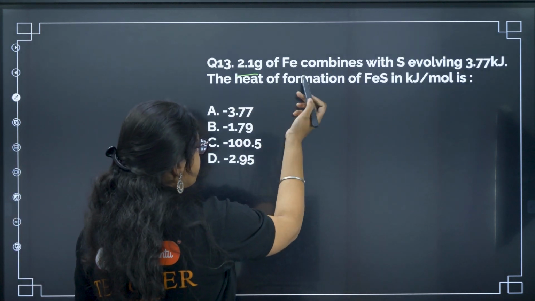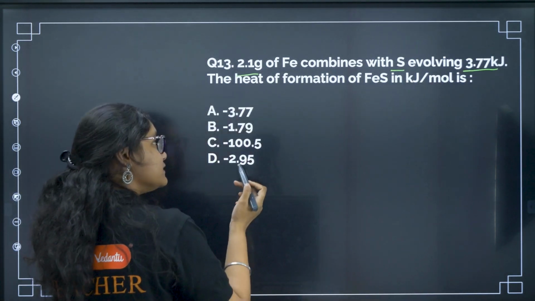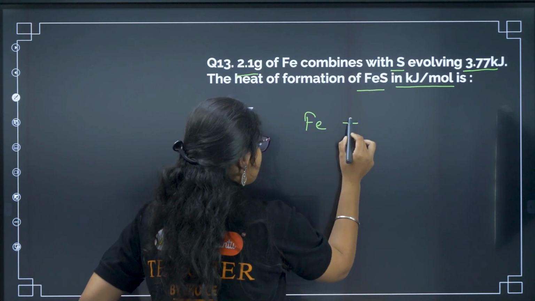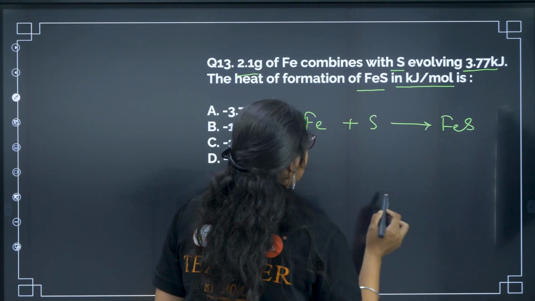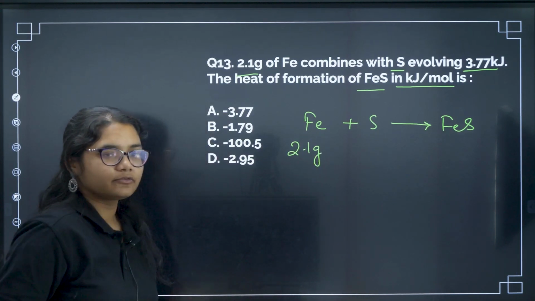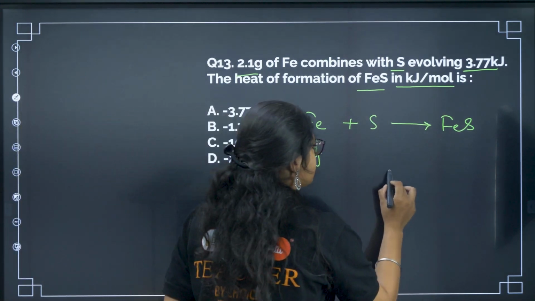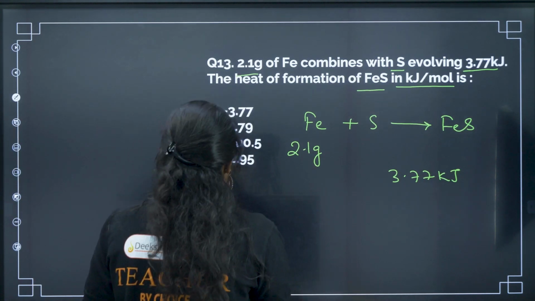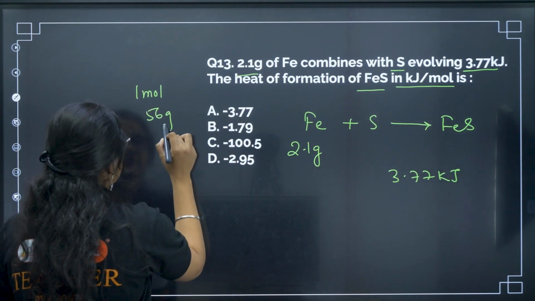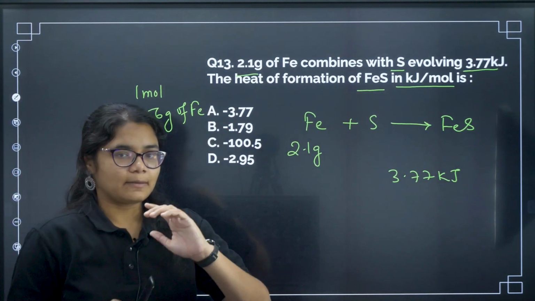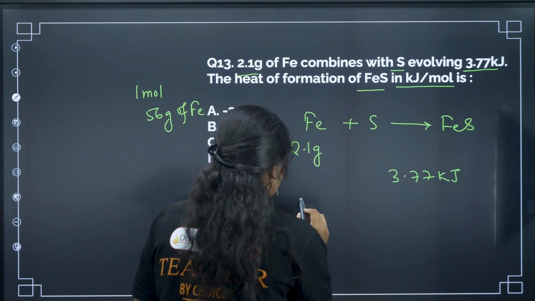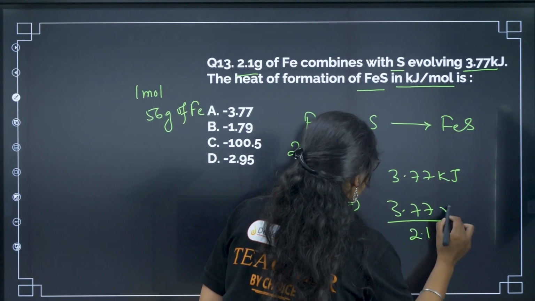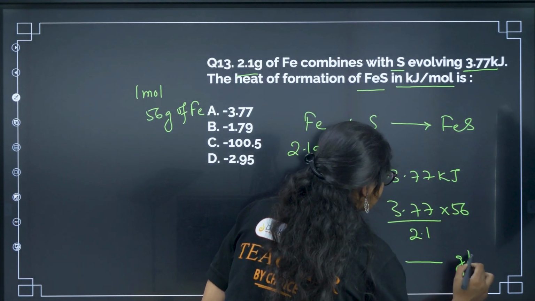Next, 2.1 gram of Fe combines with S evolving 3.77 kilojoule. The heat of formation of FeS is in kilojoule per mole. Okay, so according to the question, Fe combines with S to give FeS. Here Fe weight is taken as 2.1 gram, and the energy that was released was 3.77 kilojoule. Now for 1 mole, how much will it be? 1 mole means 56 gram of Fe. So for 1 mole we will have 3.77 by 2.1 into 56 joule per mole.